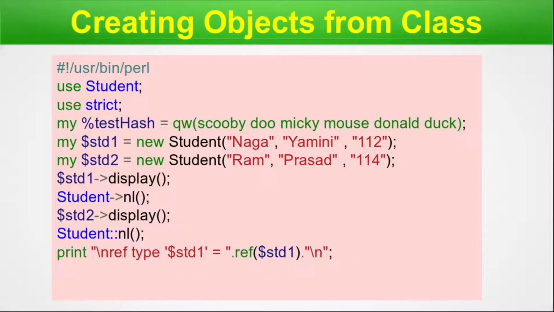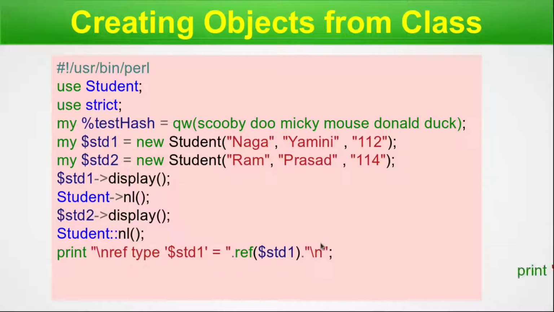Now we have to print what we are printing. It is very important because these results I will show in the next slide. Here you can see, let me bring my pointer here, reference type std1. I have used the ref function. I have discussed earlier in the data structure series what this ref function does. It actually shows what type of reference this is. This is a reference data structure, it's not an explicit data structure. So the type of this reference will be displayed, okay.